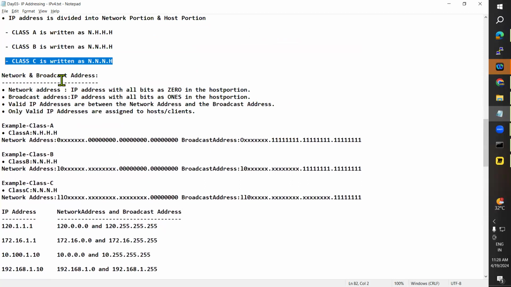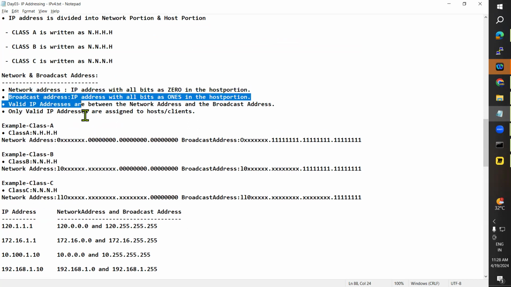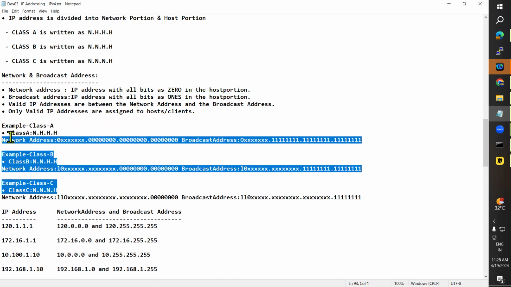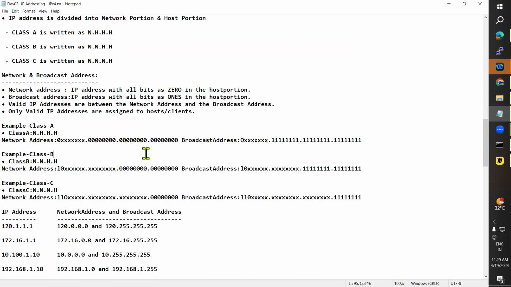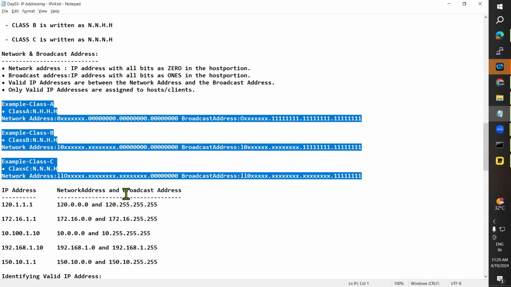Coming to network and broadcast address. Network address is an IP address with all bits as 0 in the host portion. Broadcast address is an IP address with all bits as 1s in the host portion. So this is binary language. You can leave it. You don't need it unless you go into network administration.